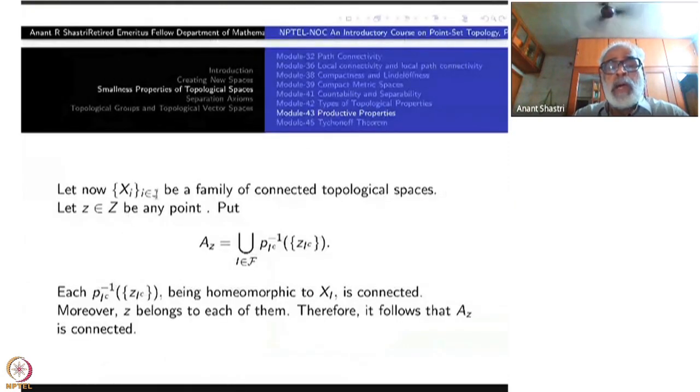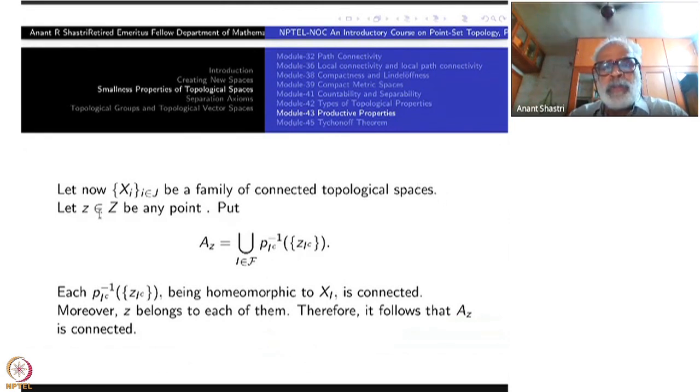Now I go to an arbitrary family. Let X_j, j in J, be a family of connected topological spaces. Take any point z in the product, the product of the X_j. What you should show is that the connected component of that point is the whole space. I am taking a point in the product space. After all, I want to show the product space is connected, but the idea is to show that the connected component of any point is the whole space. So this is a first step here.